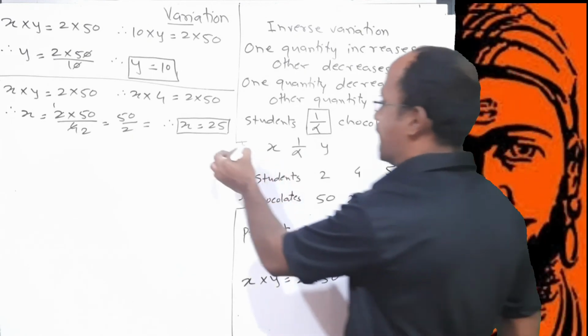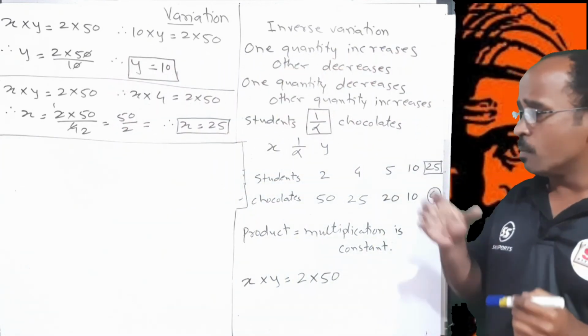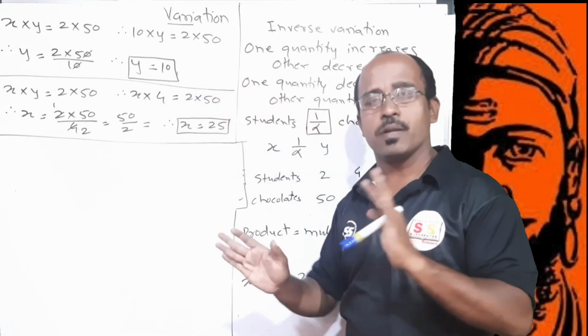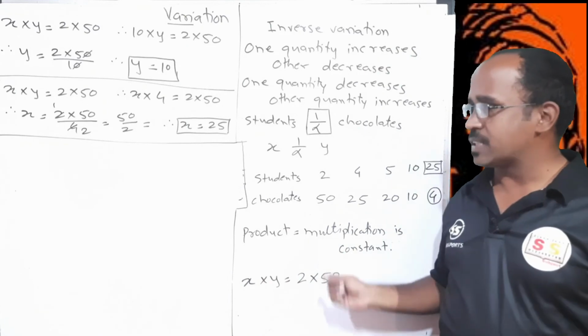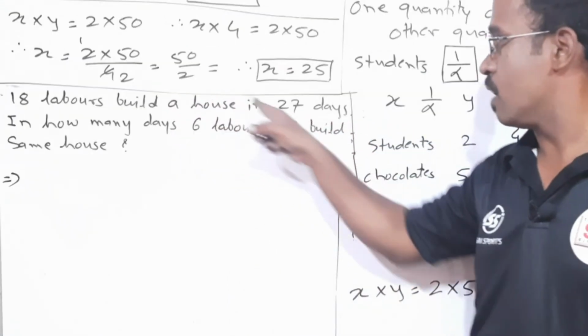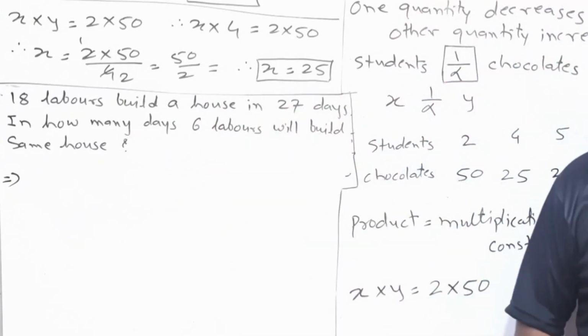So students, what is the idea? First of all we have to identify the quantities, then write the equation and replace the values in the equation. Let's clear it with the help of one example. 18 laborers build a house in 27 days. In how many days will 6 laborers build the same house?